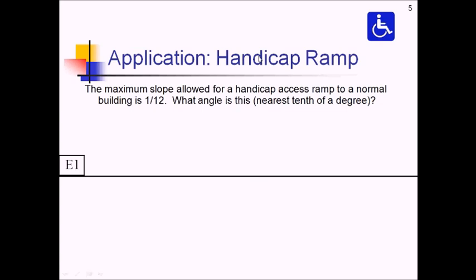We'll start with a real-life application. The maximum slope allowed for a handicap access ramp to a normal building is 1 over 12. What angle is this? And we'll just round to the nearest tenth on this one. So the input now is a slope, and as our output, we want an angle. Whenever you're looking for an angle, you need an inverse trig function. In this case, slope, remember, is tangent, so we want inverse tangent of 1 over 12.